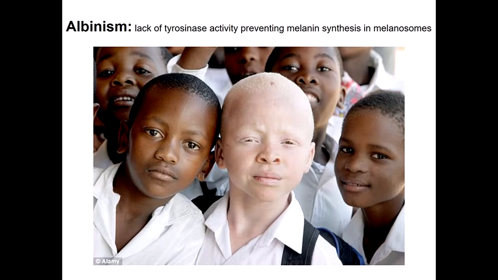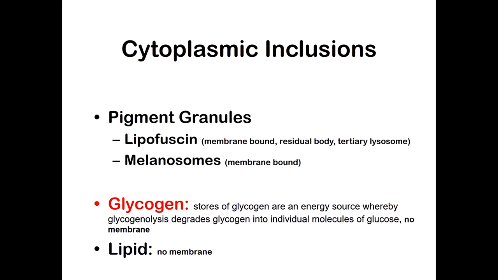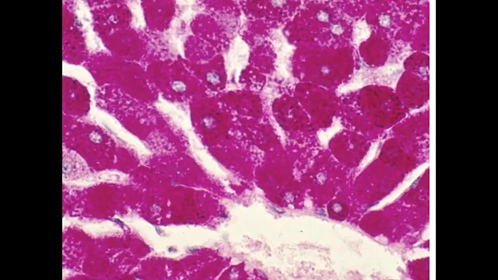Okay. All right, so glycogen is basically a store of glucose, or conversion of glycogen into glucose. It's a store of energy. So you see a lot of it in the liver, places like that. Here's a section of the liver stained for glycogen. You can see this individual has a lot of glycogen stored in the hepatocytes of the liver.